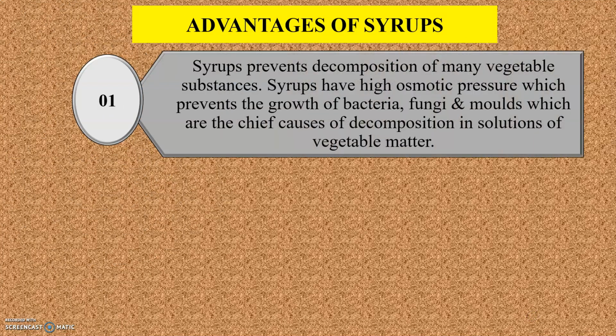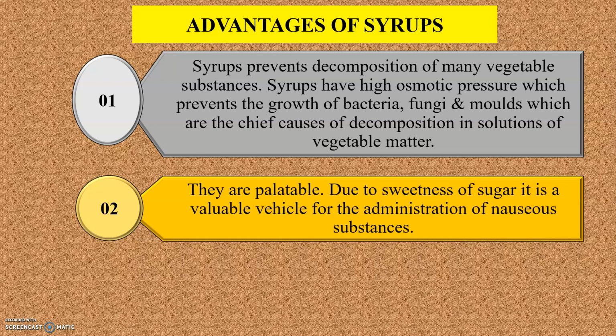The first advantage is that syrups prevent decomposition of many vegetable substances, as syrups have higher osmotic pressure which prevents the growth of bacteria, fungi and molds, which are the chief causes of decomposition in solutions of vegetable matter. That's why syrups are also known as self-preservative. The next advantage is that syrups are palatable. Due to the sweetness of sugar, it is a valuable vehicle for the administration of nauseous substances.